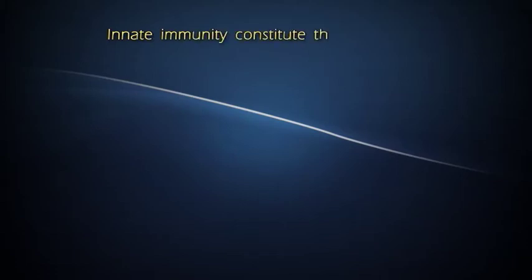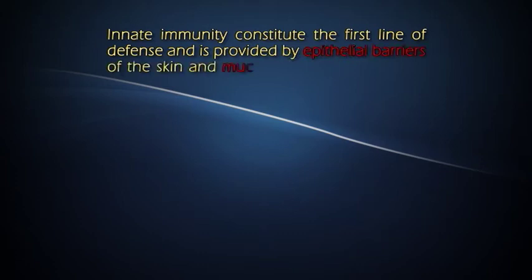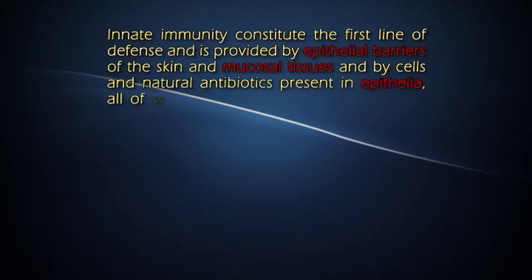The mechanisms of innate immunity are non-specific, that is, they do not discriminate between different kinds of foreign substances. Also, innate immunity is non-adaptive, that is, the nature or the quality of the reaction to a foreign substance does not change when the organism encounters this substance repeatedly. Innate immunity constitutes the first line of defense and is provided by epithelial barriers of the skin and mucosal tissues and by cells and natural antibiotics present in epithelium, all of which function to block the entry of microbes.